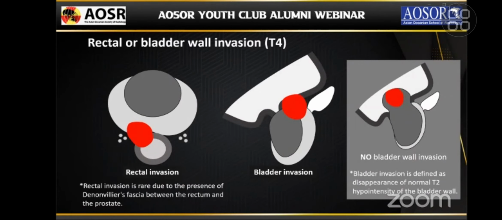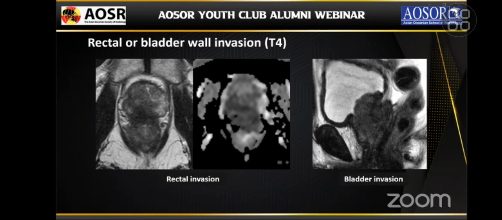This is the scheme of the rectal and bladder invasion. In both cases, it is important to confirm the disruption of T2 hypointensity that suggests the muscular layer. These are typical cases of rectal or bladder wall invasion, T4. You can see the disruption of T2 hypointensity of the rectum or bladder wall.